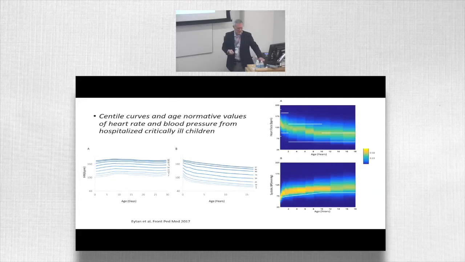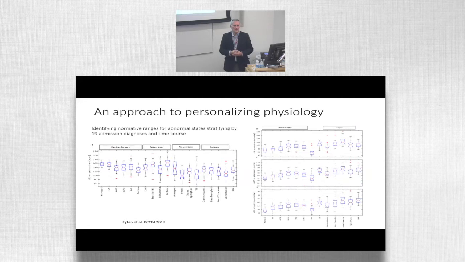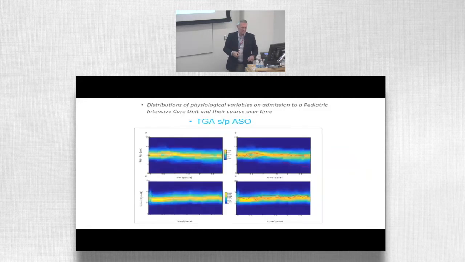Doesn't necessarily help you, so we then said, well, let's look at various subpopulations. So Danny then, this is 19 different admission diagnoses and time course, and was able to, both PQ and cardiac, work out where those population of patients sat in terms of their range of normal. Still quite broad, we have not translated that to the bedside yet.